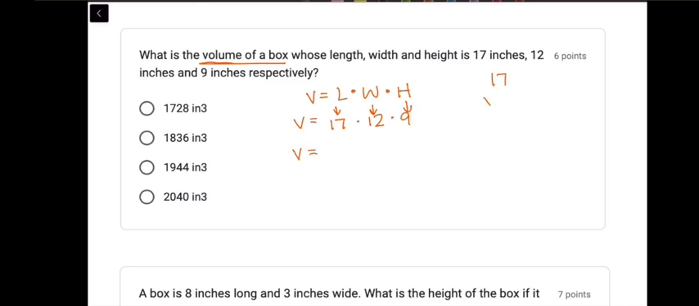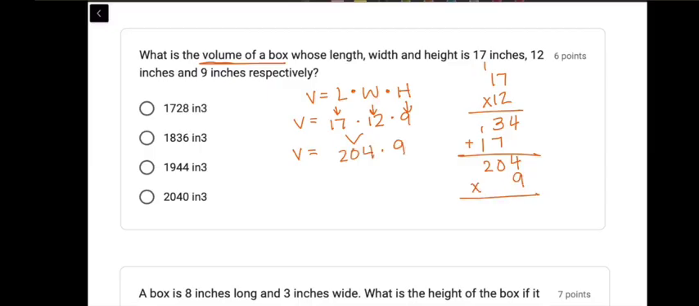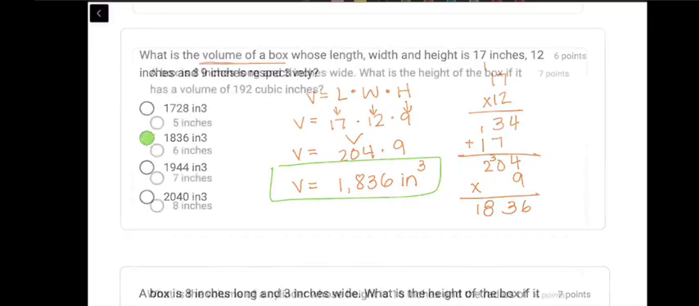So I'm going to go ahead and multiply 17 times 12. That's going to give me 14, carry the 1, that would be 3. This would be 7, this would be 1. So that would be 4, 10, carry the 1, 2. So these two would give me 204, but I still have to multiply that times 9. That would be 36, carry the 3. That would be 0 plus 3 is 3, and 2 times 9 is 18. So our final answer would be that the volume is equal to 1,836 inches to the third power, or in other words, cubic inches. And that would make the answer B.